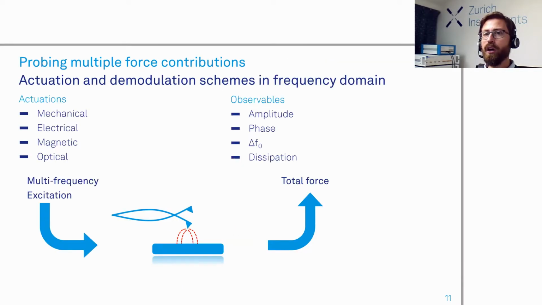Okay, so, but how can we benefit from all these additional tools for SPM anyway? In a typical AFM experiment, you'll start by shaking mechanically the piezo. You have some electrical drive, you can actuate magnetically the sample, or you can excite optically with some laser beam.